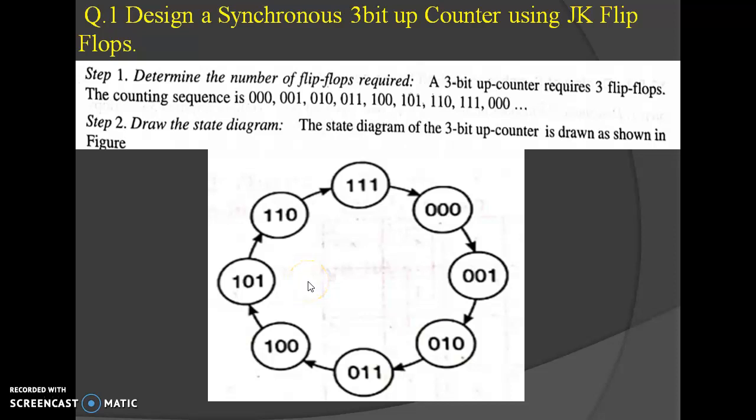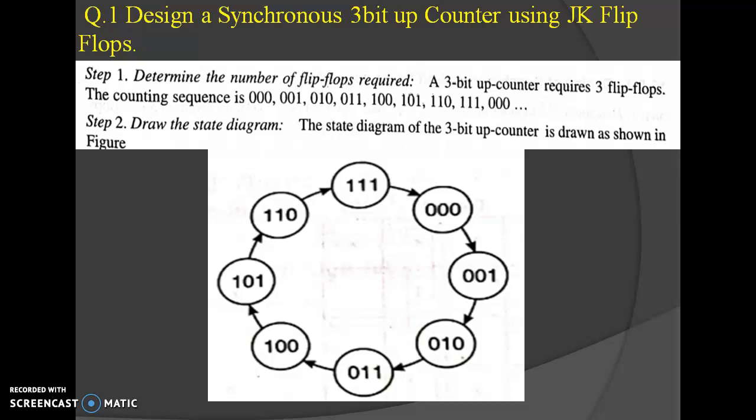This is one example. Like, design a synchronous 3-bit up counter using JK flip-flop. Step 1. Determine the number of flip-flops required. A 3-bit up counter requires 3 flip-flops. The counting sequence is 000, 001, 010, 011, 100, 101, 110, 111, again return to 000.